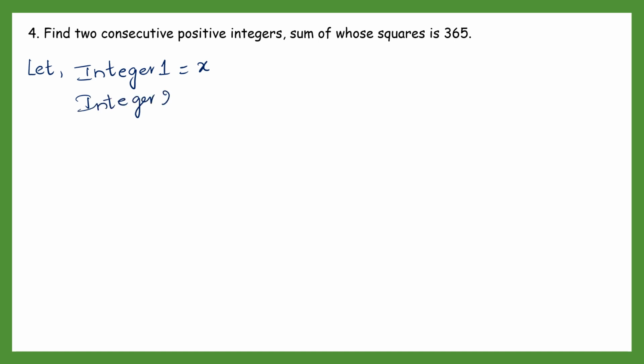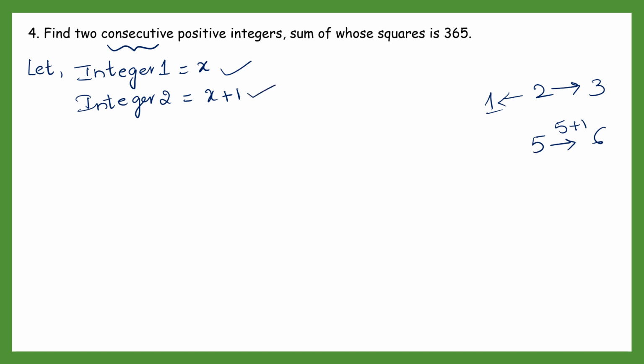Integer 2 will be what? Consecutive means for 2 the consecutive number is 3, and 1 will also be consecutive number. For 5, 5 plus 1, 6. So you can take x plus 1. Okay, first integer is x, second integer is x plus 1.